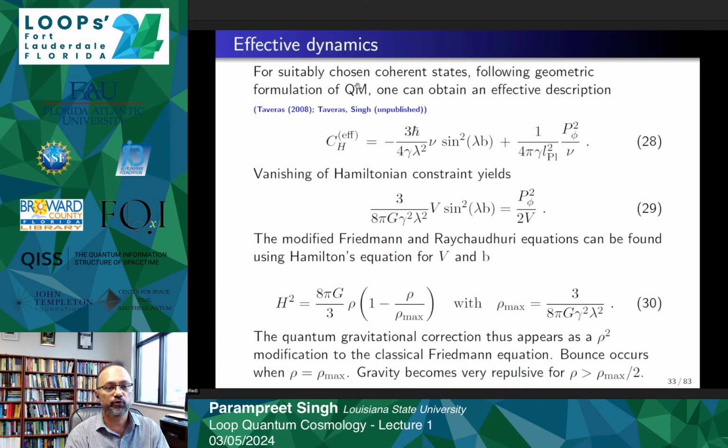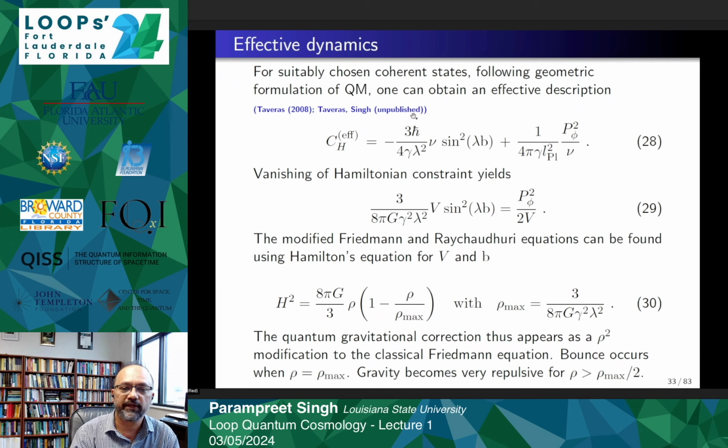It turns out that for suitably chosen coherent states, you can follow a beautiful description of quantum mechanics, which is called the geometric formulation of quantum mechanics. And one can actually write down an effective Hamiltonian, which beautifully captures the underlying quantum dynamics, which I showed you. This work was done by Victor Taveras in his PhD thesis, and he won, I think, a Wheeler Prize based on his thesis, primarily probably because of this work.